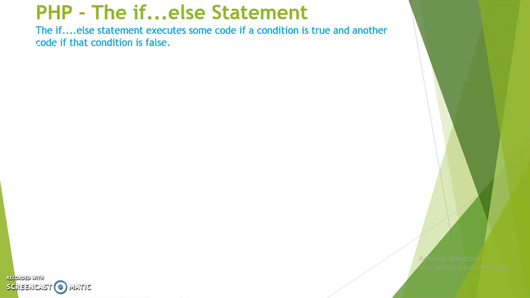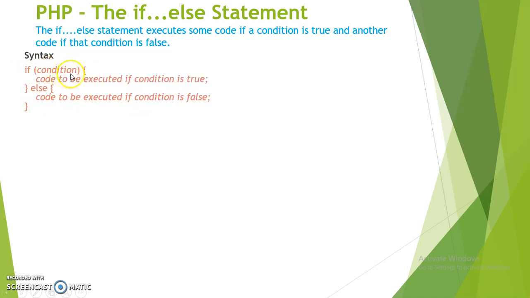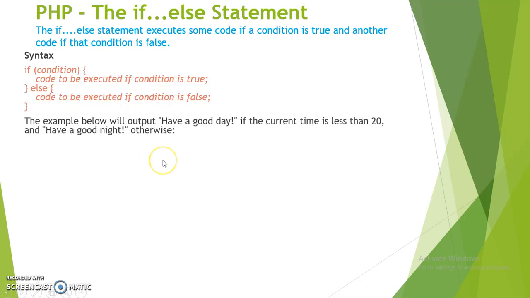So let's go to the next one and see the PHP if else statement. The if else statement executes some code if a condition is true and another if that condition is false. Alright, so let's see the syntax. For example, we have a condition here. We now drop what's to be executed if the condition is true. But if the condition is not true, which is else, we say execute this. If this is true, do this, otherwise do this. Just that. Let's see an example that will give us that.